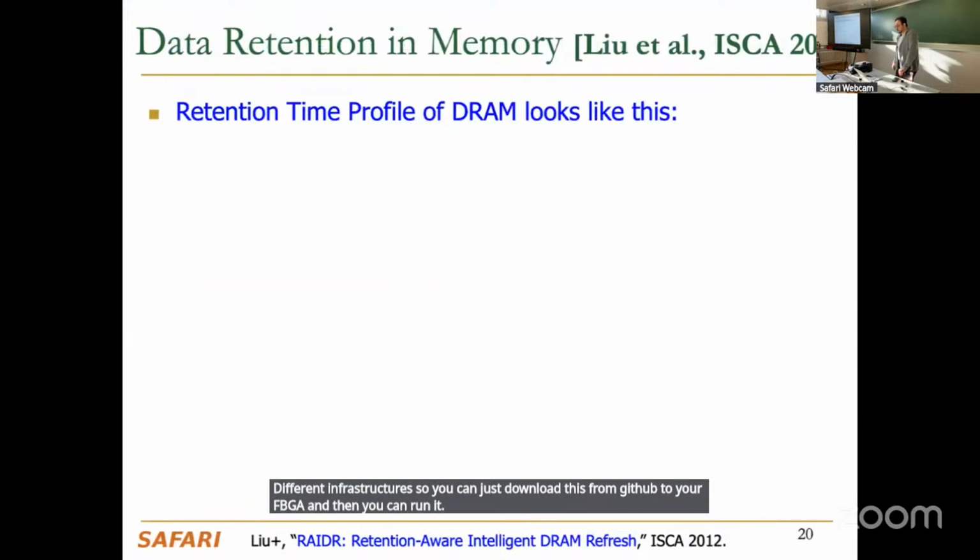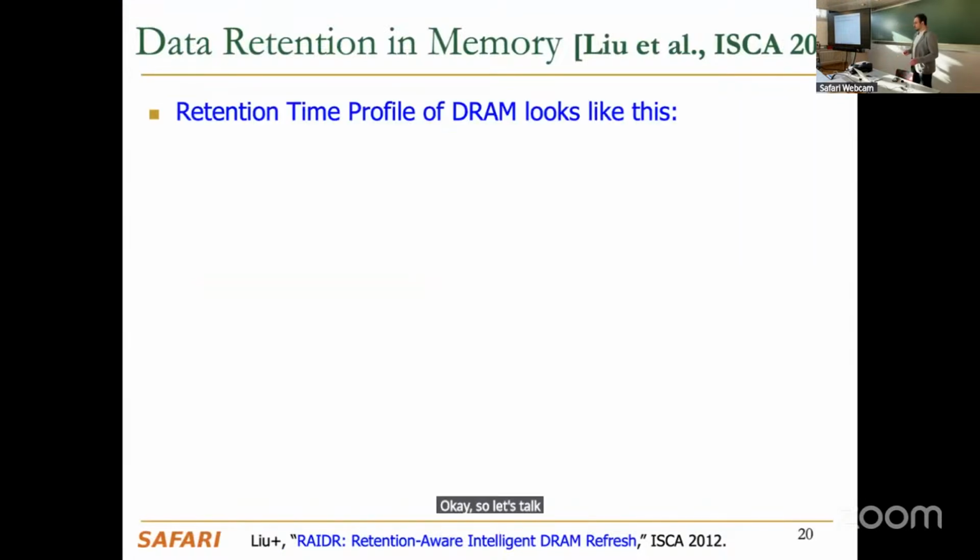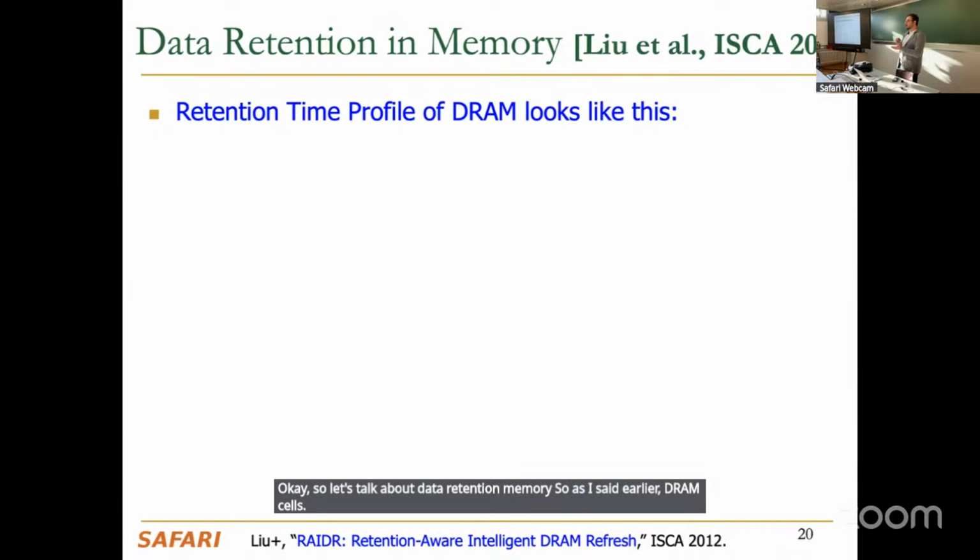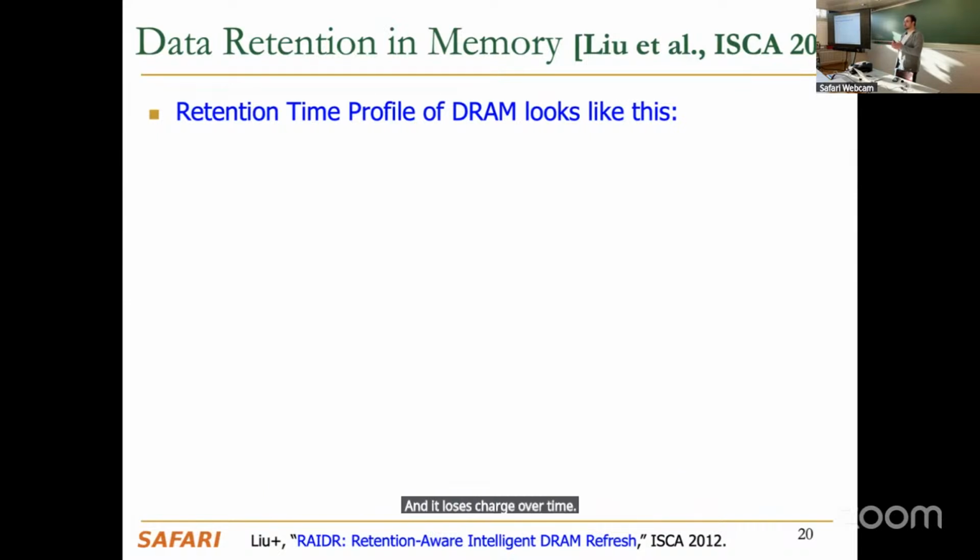Okay, so let's talk about data retention in memory. As I said earlier, DRAM cells store a bit of data in the form of charge in a capacitor. And it means that it's a leaky kind of circuit, actually. There are a lot of leakage paths, and it loses charge over time, meaning that it's a volatile memory technology. And therefore, we need to care about the data retention time.